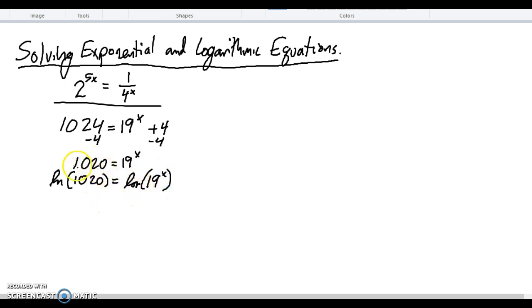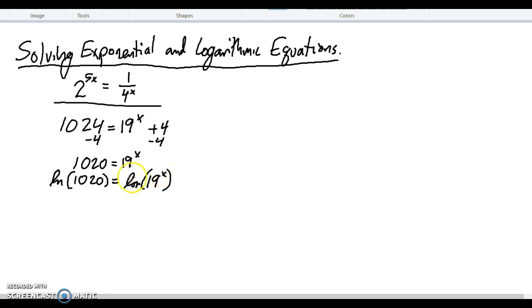These are functions. Up here we said that 1020 and 19 to the x are the same thing. Well, natural log is a function, so if I plug the same thing into it twice, I should get the same thing out. So I can take the natural log of each side. Notice I am not multiplying each side by the natural log. There's no natural log to multiply by. Natural log is a function. It has to have an input. So I am putting the left-hand side into the natural log function, and I'm putting the right-hand side into the natural log function. Since they were equal before, and this is a function, it's still equal.